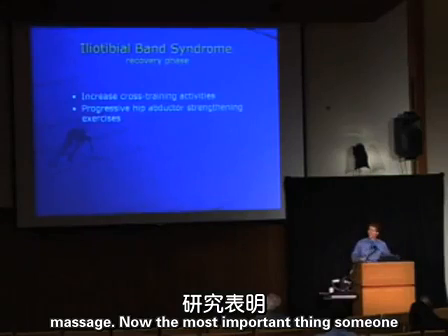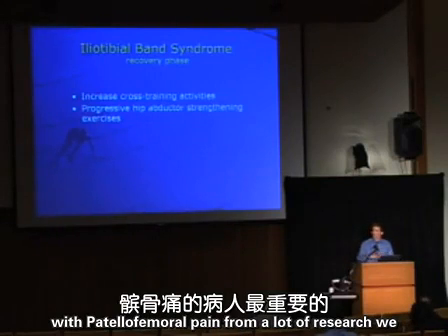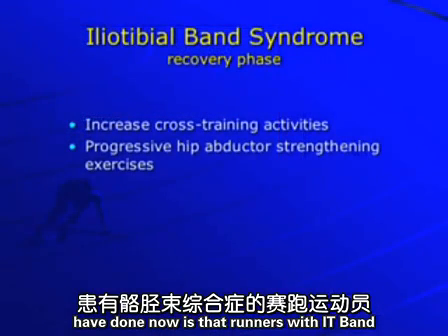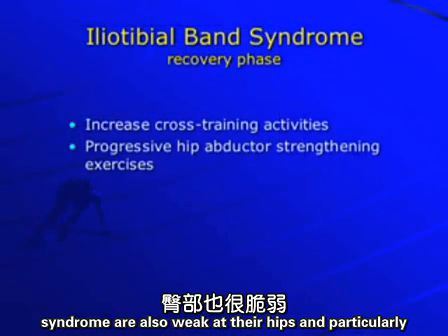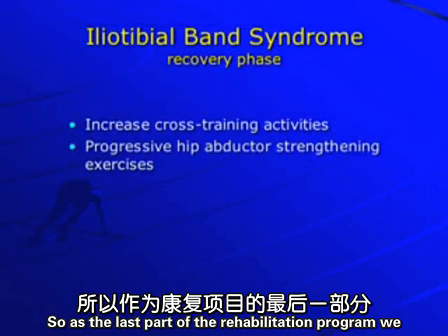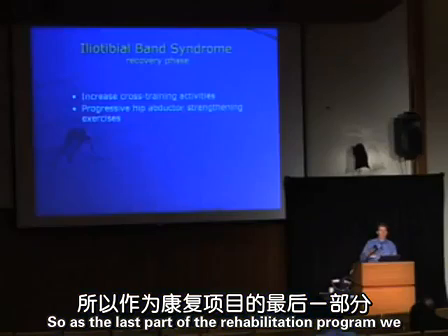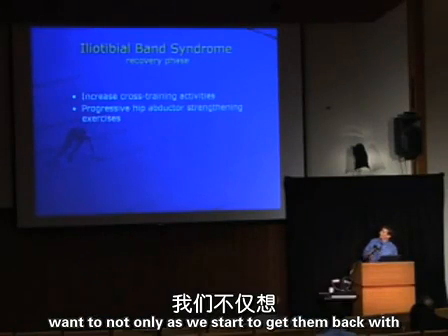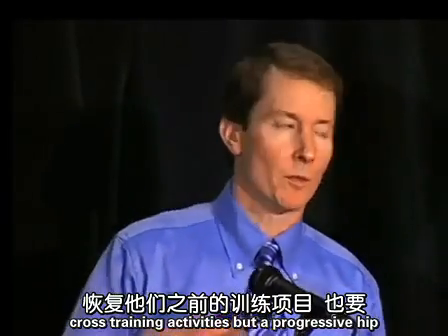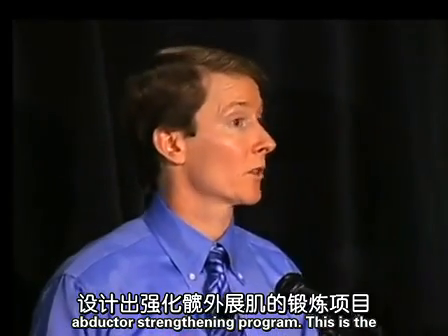Now, the most important thing, also similar to patellofemoral pain, from a lot of research we've done, is that runners with IT band syndrome are also weak at their hips, particularly their outer hip muscle, the hip abductors. So as the last part of the rehabilitation program, not only as we start to get them back with cross-training activities, we want a progressive hip abductor strengthening program.